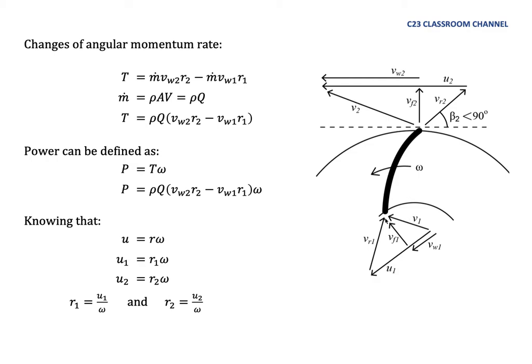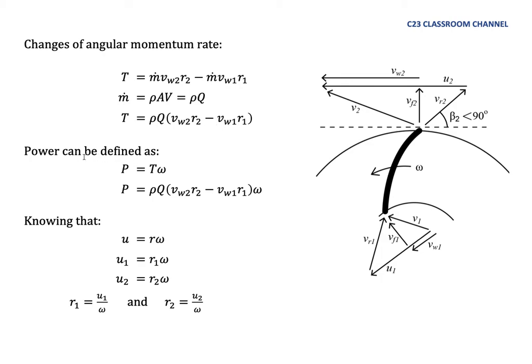So when water flows from point 1 to point 2, the energy at point 2 is higher compared to the energy at point 1. That's why we deduct point 1 from point 2. We substitute the value of m dot with rho A V, or rho Q. So we could write this equation as T equals rho Q, V whirl 2 r2 minus V whirl 1 r1.